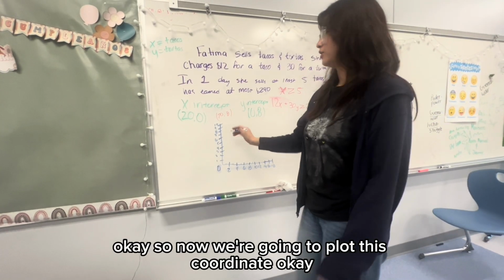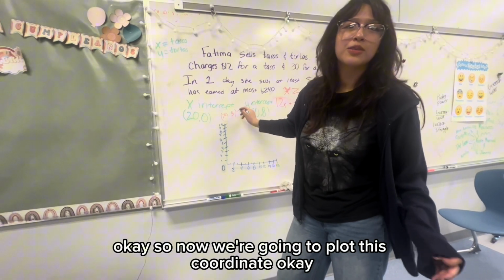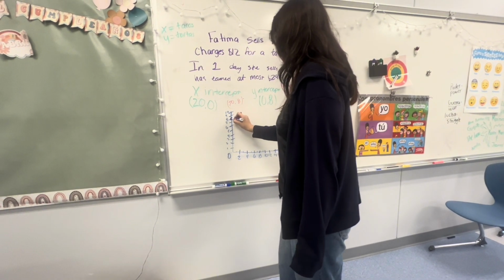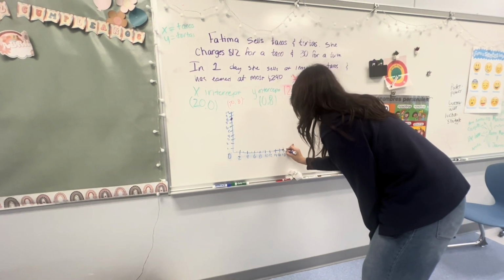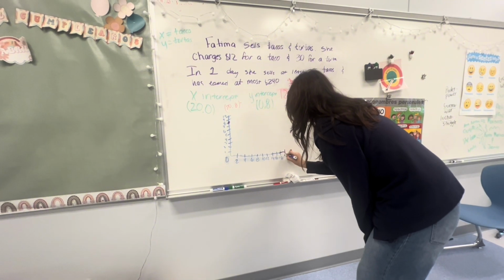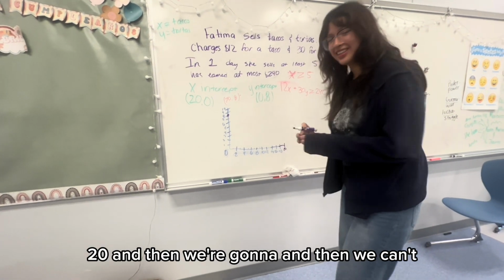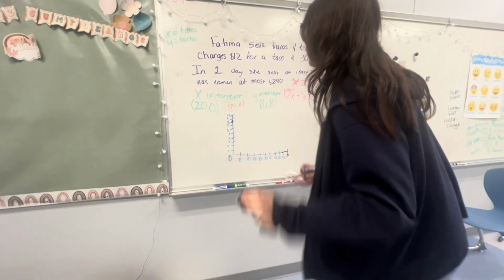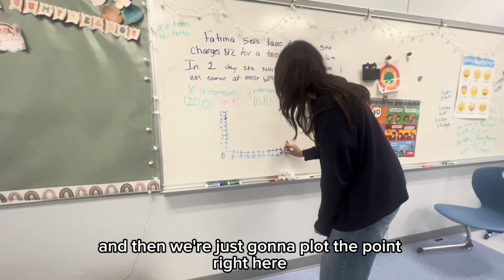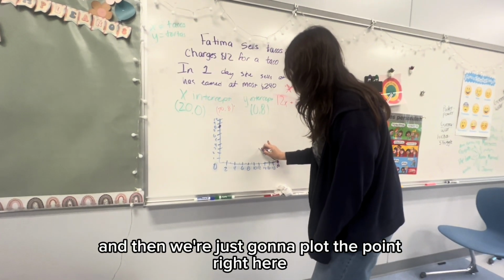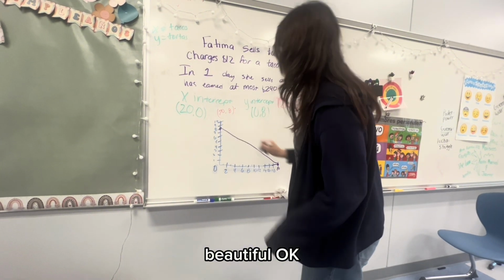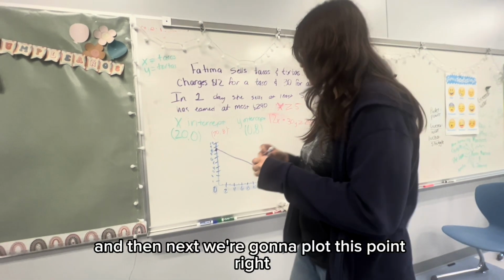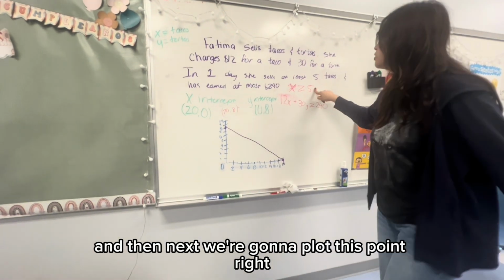Okay, so now we're going to plot this coordinate. So we have 8 right here. This is actually so confusing. I'm just confused. 20. And then we're just gonna plot the point right here. You go first. Me. Okay. Beautiful. Okay, boom, like that, right?